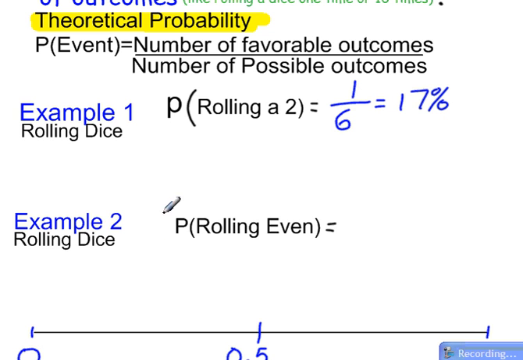But for example 2, the probability of rolling an even, there are 3 numbers on the dice that are even: 2, 4, and 6. So there are 3 numbers that would give us a favorable outcome divided by 6 that would give us our total number of outcomes. 3 over 6 reduces to 1/2, or 50% probability of rolling an even number. Okay? Very different probabilities, 2 different scenarios.